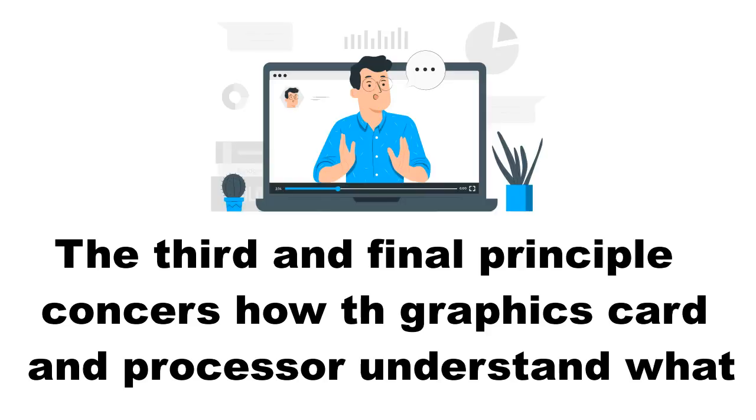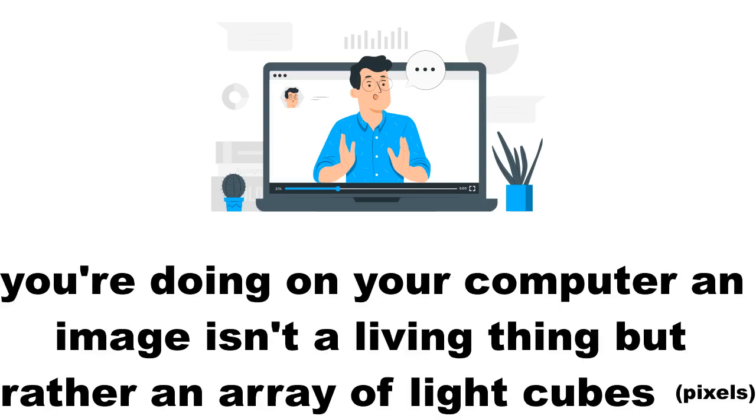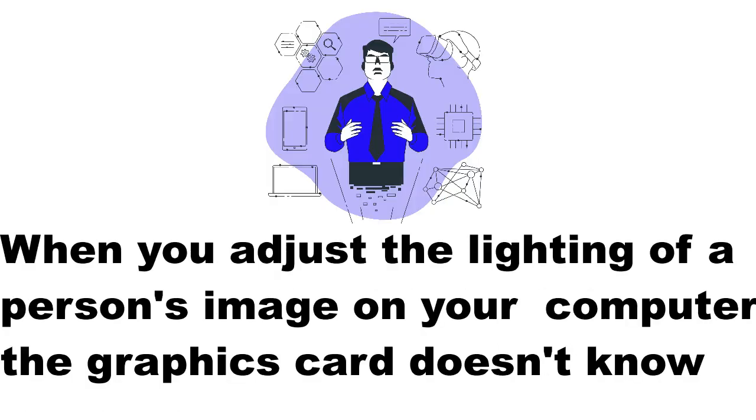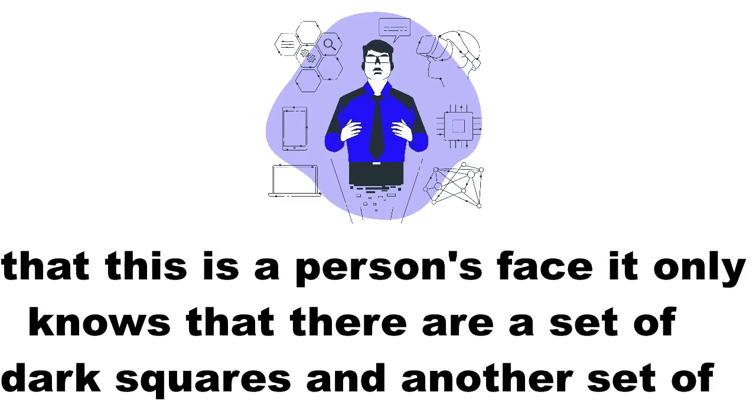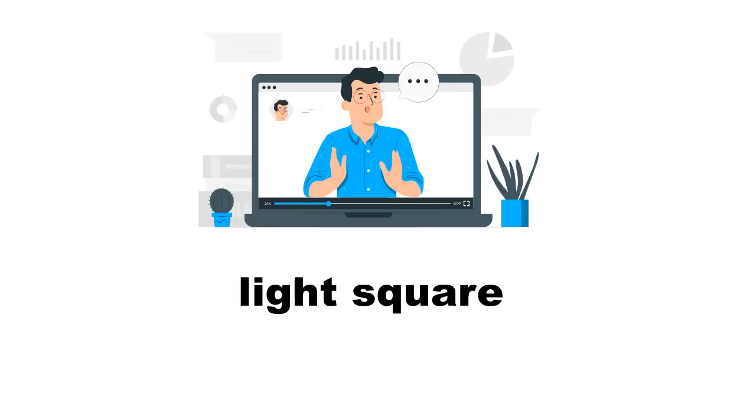The third and final principle concerns how the graphics card and processor understand what you're doing on your computer. An image isn't a living thing, but rather an array of light cubes, pixels. When you adjust the lighting of a person's image on your computer, the graphics card doesn't know that this is a person's face. It only knows that there are a set of dark squares and another set of light squares.